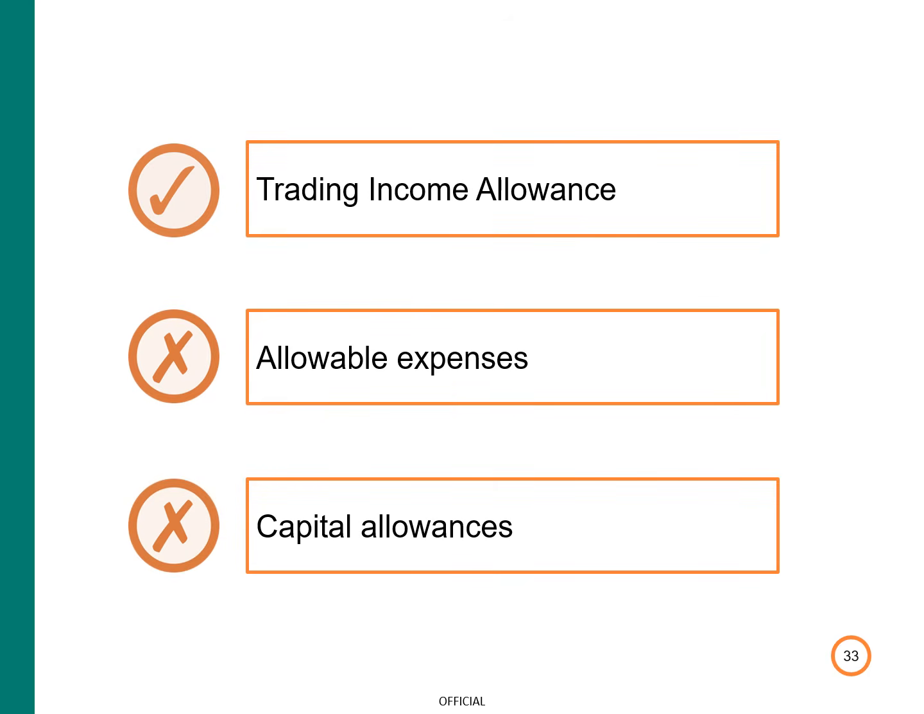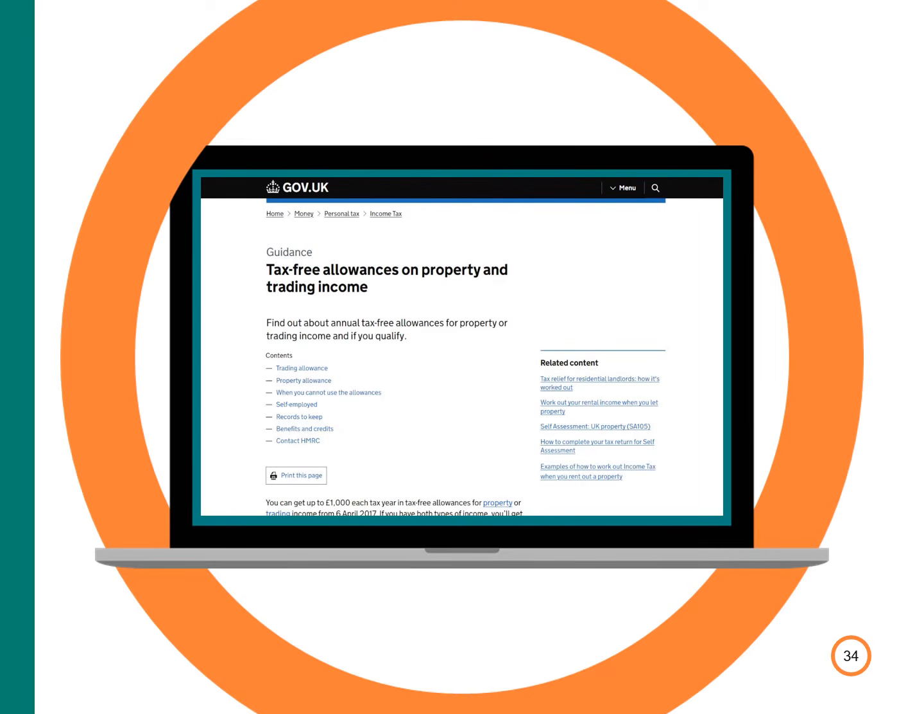When you use the allowance, you cannot include any allowable expenses or capital allowances in any business. So if your expenses are more than £1,000, you may be better leaving the trading income allowance box blank. You can find out more about the tax-free allowances on property and trading income on gov.uk.